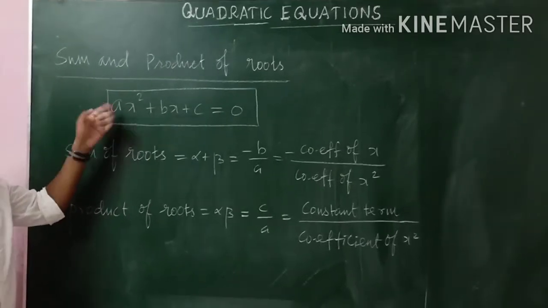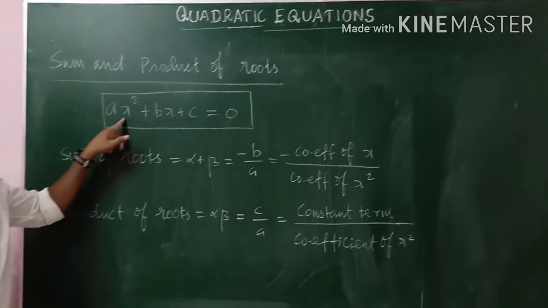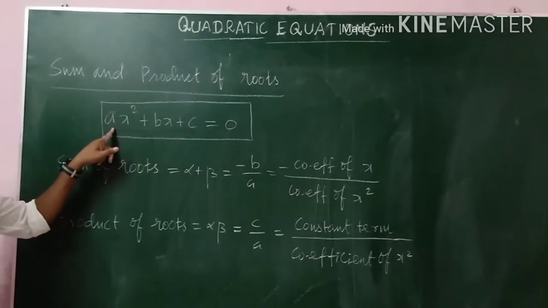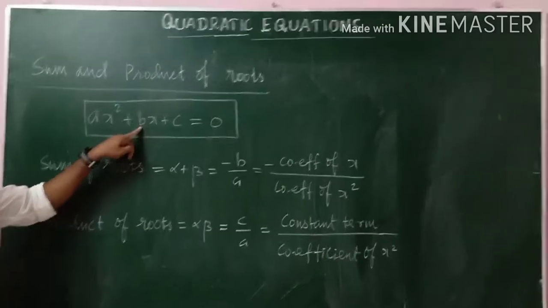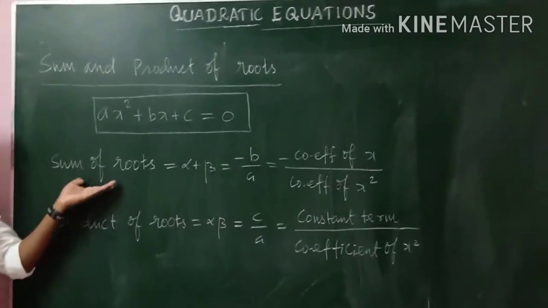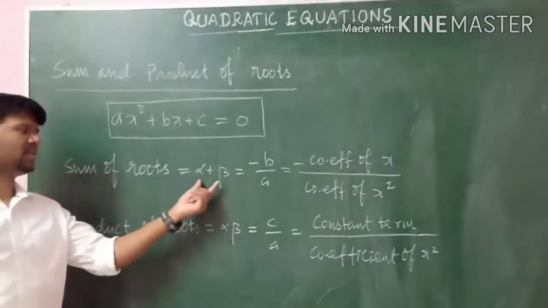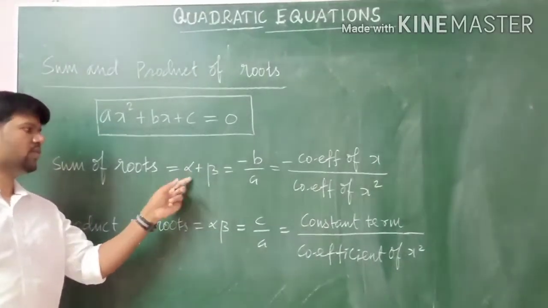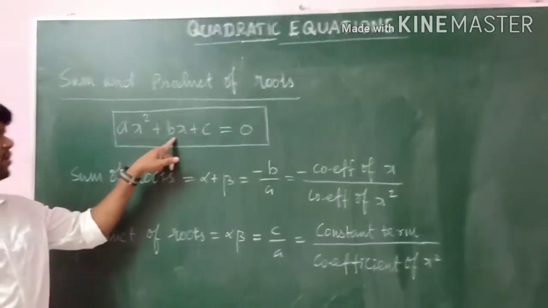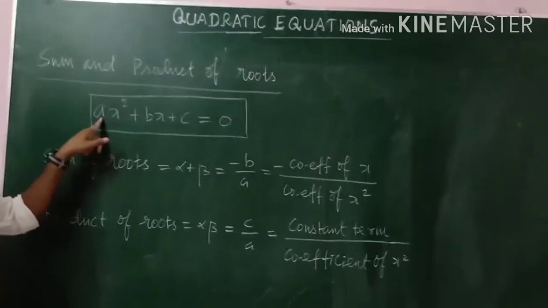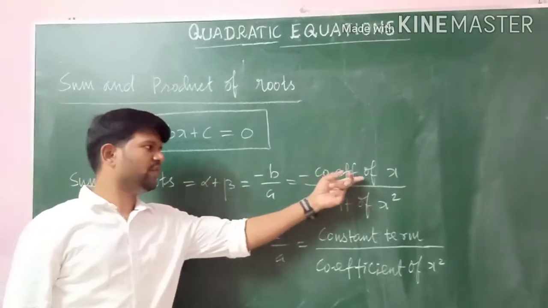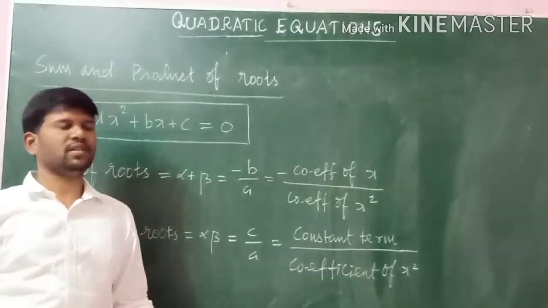Now, what is the general form of a quadratic equation? ax² + bx + c = 0. We know that a is the coefficient of x², b is the coefficient of x, and c is the constant term. So how will you find the sum of roots? Sum of roots, alpha plus beta, since alpha and beta are the roots, equals minus b by a. So minus b by a means minus coefficient of x by coefficient of x².